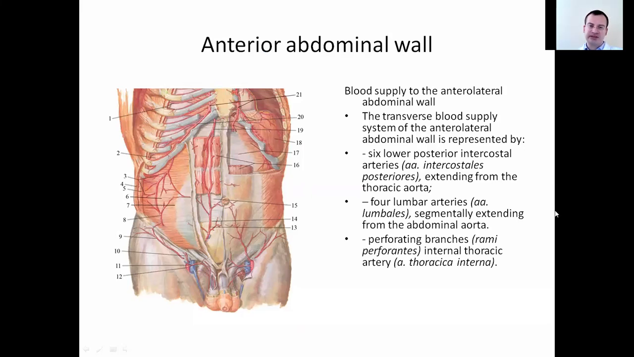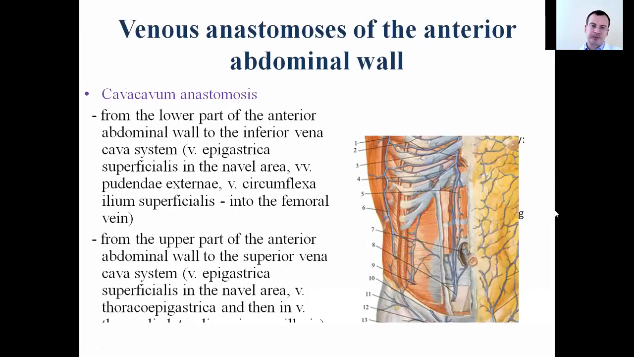Blood supply to the anterior lateral abdominal wall. The transverse blood supply system of the anterior lateral abdominal wall is represented by 6 lower posterior intercostal arteries, arteria intercostalis posterior, extending from the thoracic aorta, 4 lumbar arteries, arteria lumbalis, segmentally extending from the abdominal aorta, and perforating branches, rami perforantes, of the internal thoracic artery.